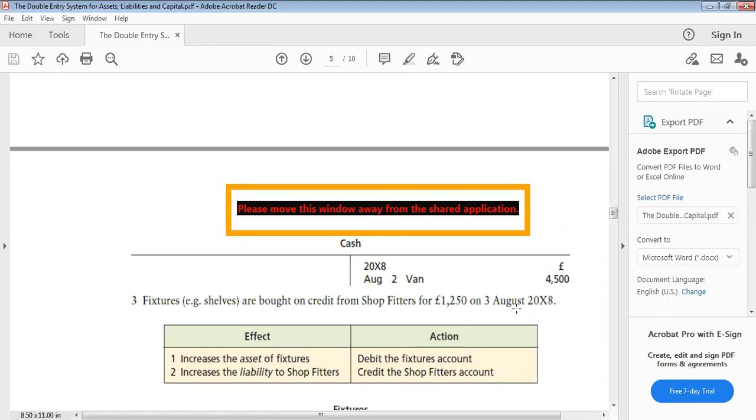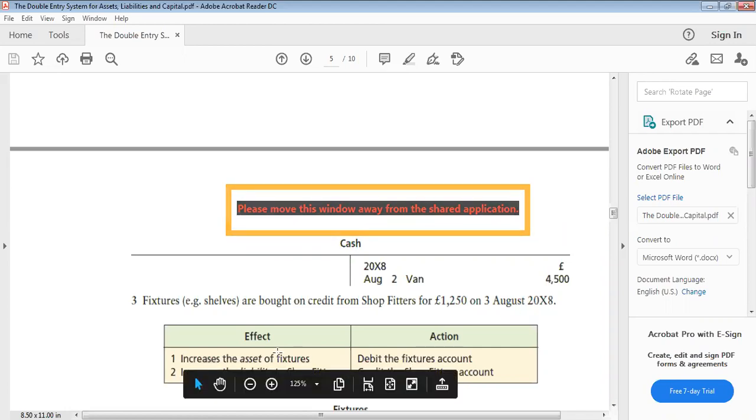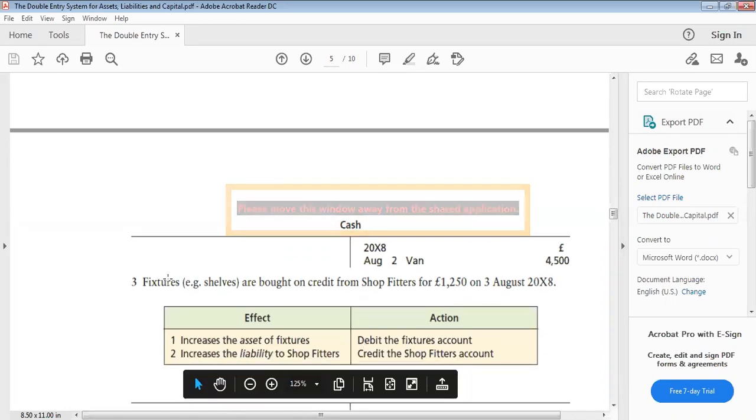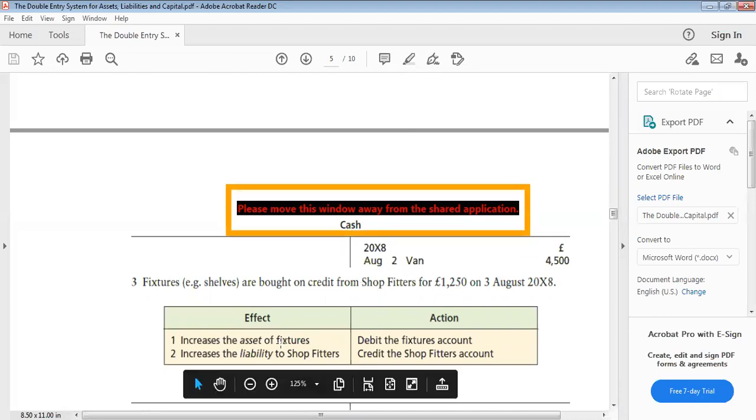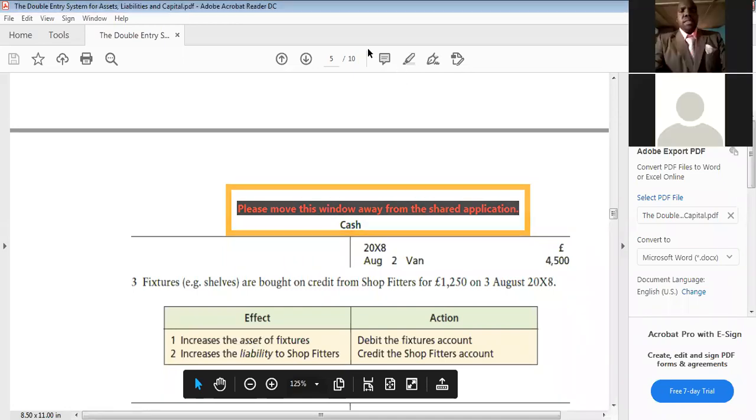Good. So what happens here? What really happens is that the fixtures would be an asset for you. However, because you do not pay the shop fitters yet, shop fitters now become your liability as a business owner, because you owe them money. Therefore, the effect is an increase in the asset of fixtures. Let me tell you folks.